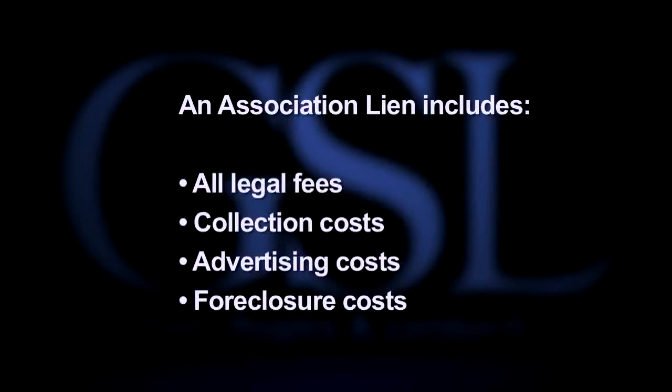In other words, should we have to sell the unit to satisfy a judgment, we would wipe out the second mortgage holder, as it is unlikely there would be any money left to pay a second mortgagee the balance of the sales price after first paying the association's lien, which includes all legal fees, collection costs, advertising costs, and foreclosure costs. Therefore, notice of the unit owner's delinquency is provided to second mortgagees so that they can decide what steps, if any, to take in order to protect their mortgage.